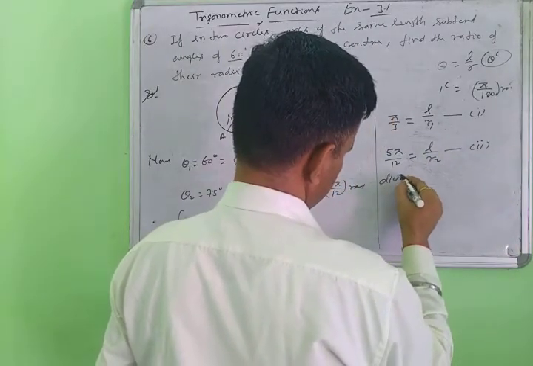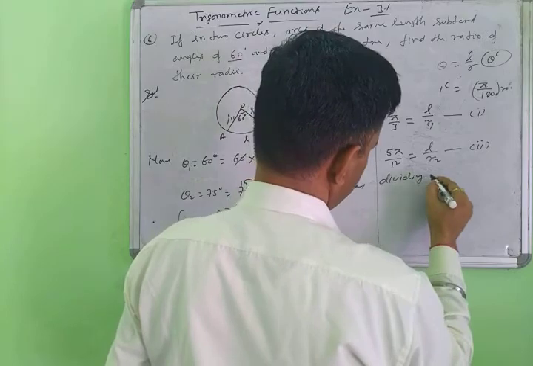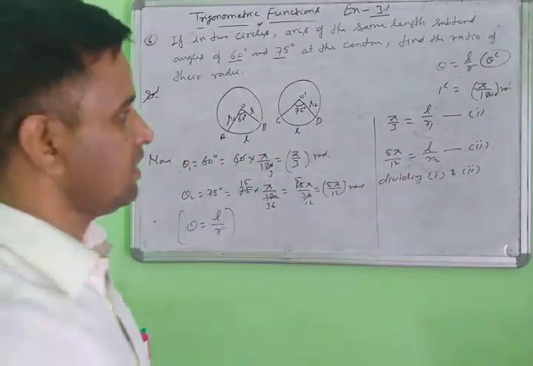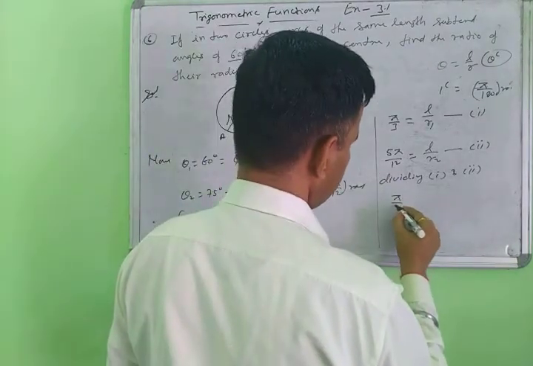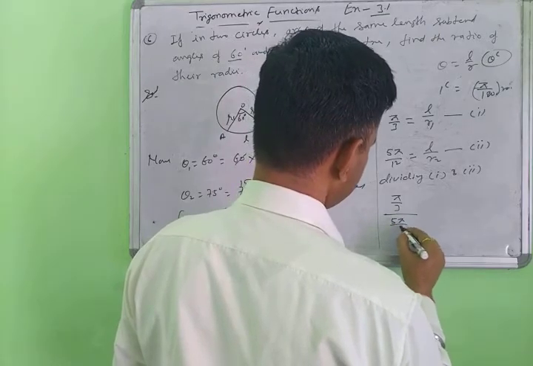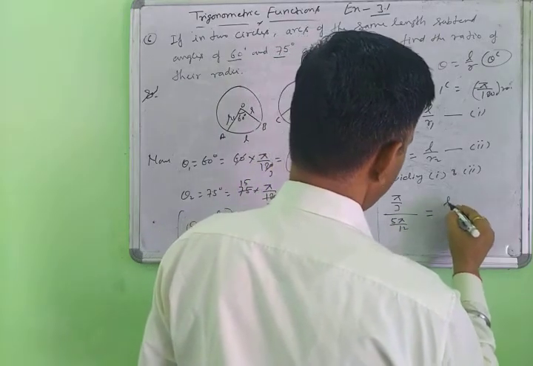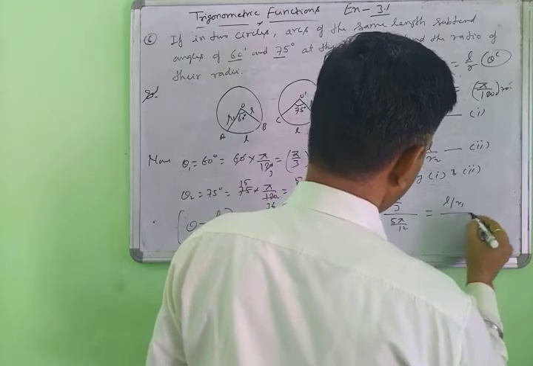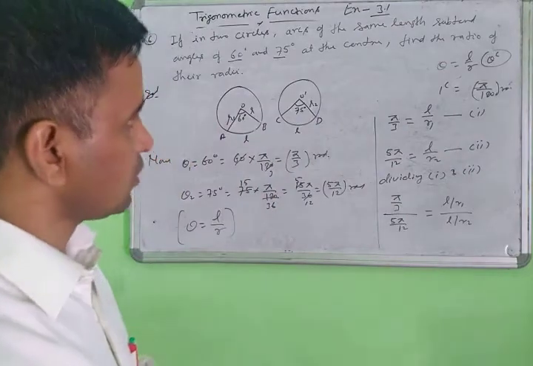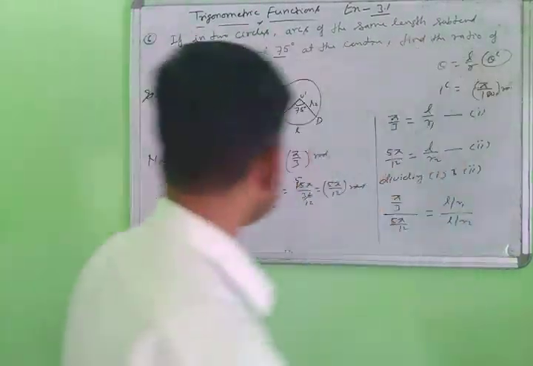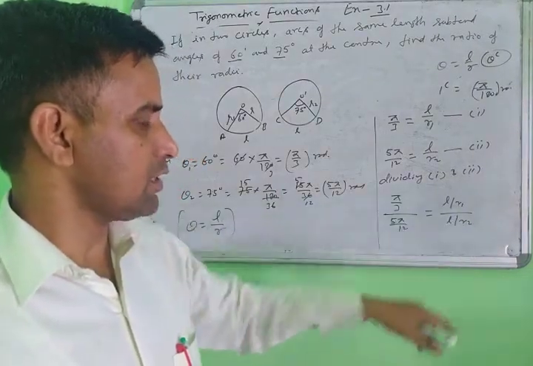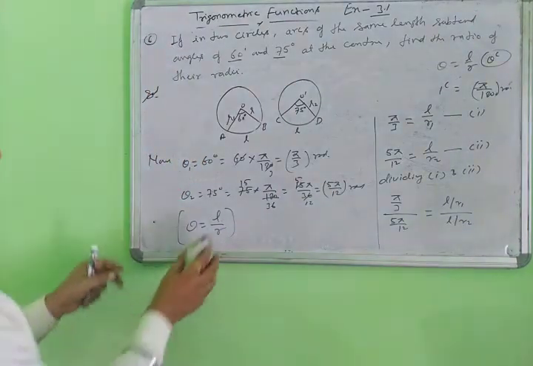Dividing the first by the second, pi by 3 whole upon 5 pi by 12 equals L upon R1 and L upon R2. Yes, note this down, then calculate. Then we find the value of R1 ratio R2.